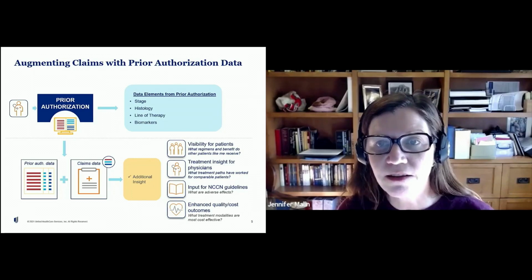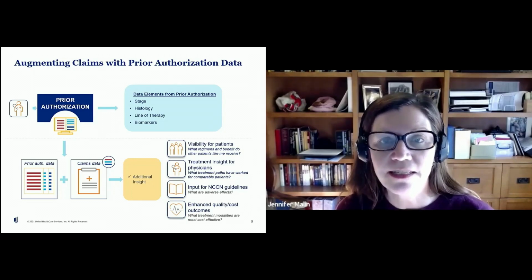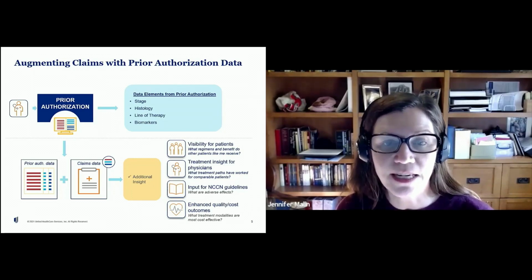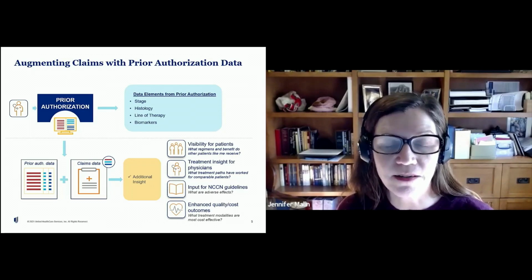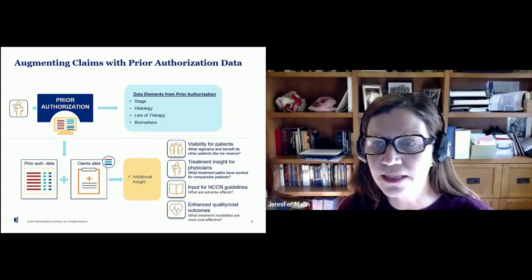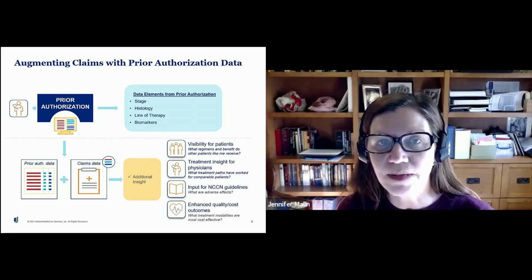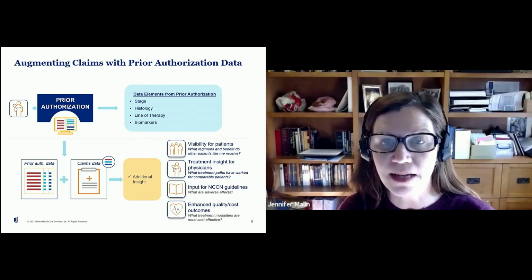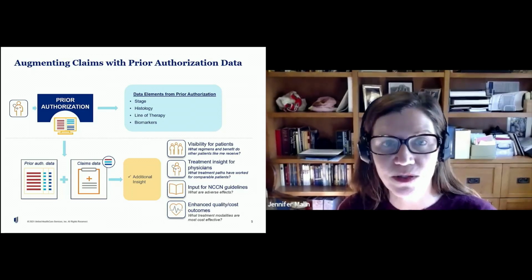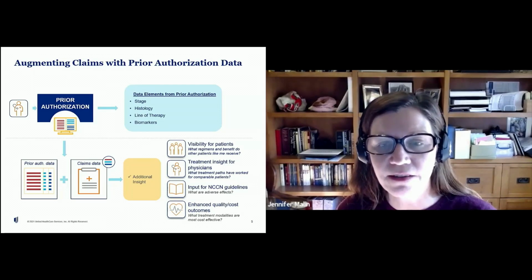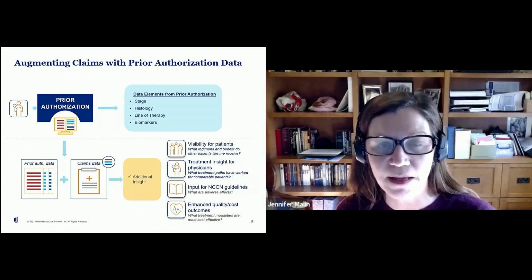While it's not validated the way registry data is and is not as clinically complete as electronic healthcare record data, it does provide a source of clinical data that can be linked with biomarkers, linked with claims data, that can provide additional insight, more so than claims data by itself. So it's a useful source of information, or it augments the validity of the information that we get from claims by itself.